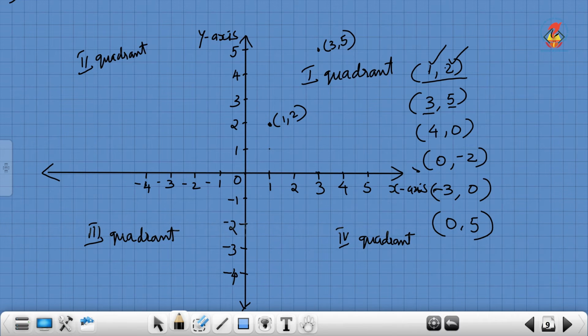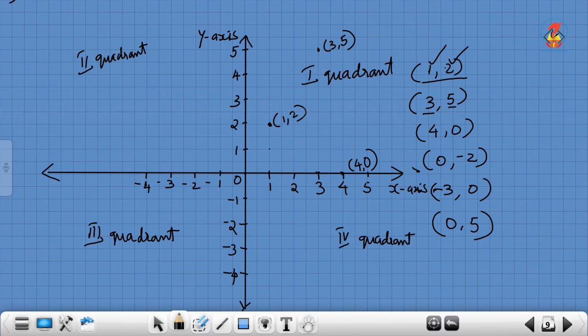Next one, 4, 0. What does 4, 0 mean? 4 is the x coordinate, that means you start from 4. 0 means we can't move anywhere, we stay at that point itself. Then you write it here, 4, 0. 4 is positive, and 0 as well. This point does not lie in the first quadrant, it lies on the x axis.